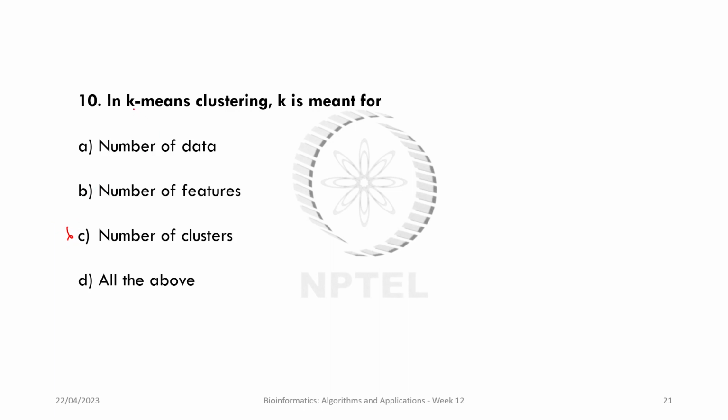So we are all clear that K in K means is regarding the number of clusters, which is given as an input. Okay, Shreya sides with B, but it's not the number of features, Shreya.